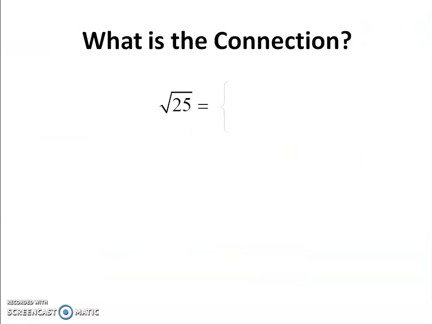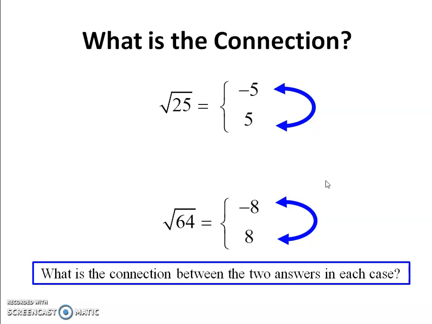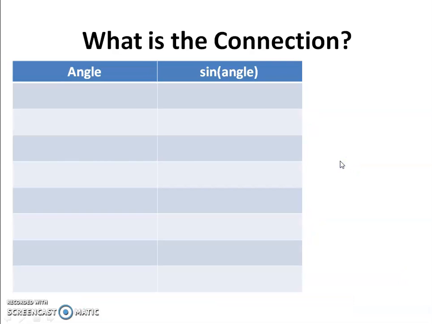So what's the connection? Well, here, the answers were both 5, one positive and one negative. Here, the answers will both be 8, one positive, one negative. When you take the square root, the connection is that it's the positive and negative of the two different values. Another way of saying that is that we take the one answer the calculator gives, times negative 1, and that's the other one, or you add a minus sign. In this case, dealing with sine, here are two angles that have the same sine. 80 and 100 have exactly the same sine. In fact, that should be a dot, dot, dot, because it's an irrational number and it keeps going.